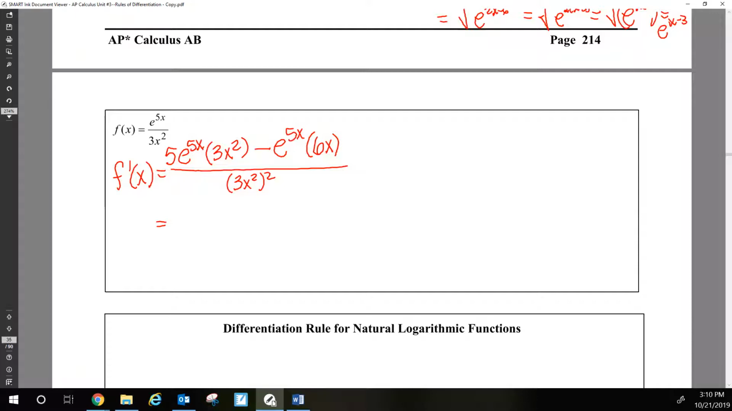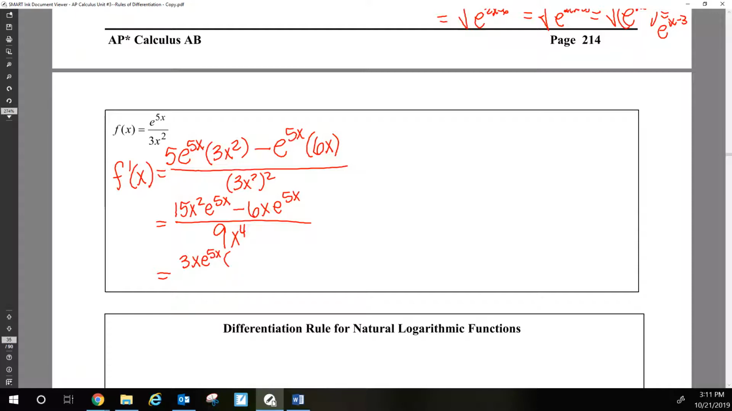So on top I've got 5 times 3x squared, that'd be 15x squared e to the 5x, minus 6x e to the 5x. On the bottom I've got 3 squared, that's 9, x squared to the squared power would be x to the 4th. What can we factor out of the top? What's common to both of this term and this term? A 3, an x, and an e to the 5x.